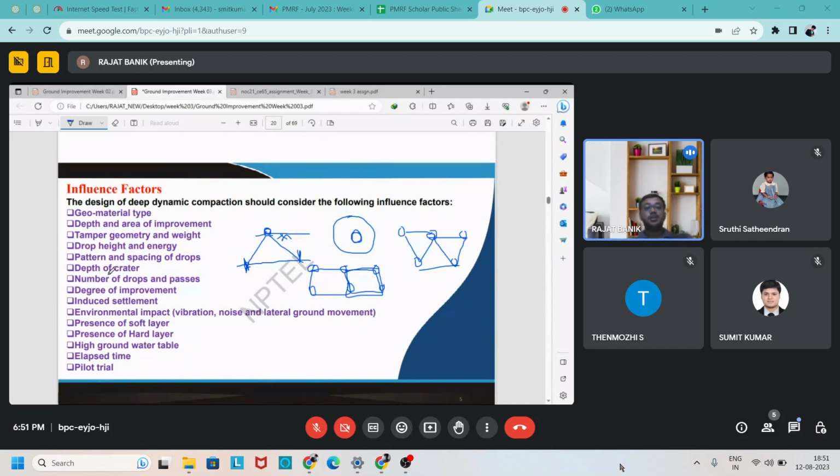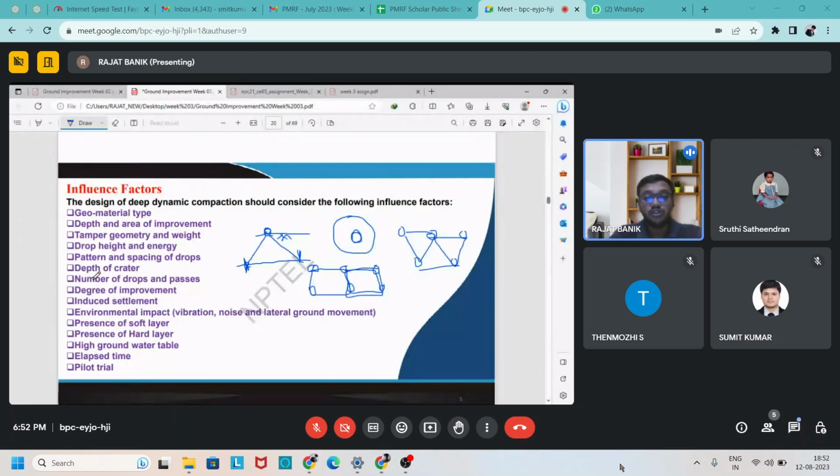Also, it is influenced by the depth of cutter. We will learn about the depth of cutter in detail in the coming slides. Actually, the depth of cutter influences the ease of doing the deep dynamic compaction. That means if the depth of cutter is more, it is not suitable to handle the free fall in deep dynamic compaction.